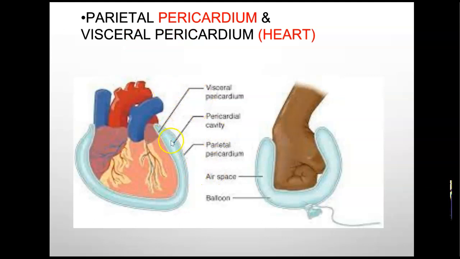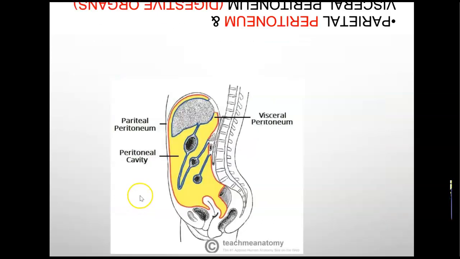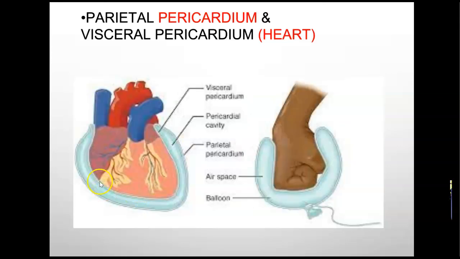If we're talking about the structures around the heart, we're talking about the pericardium. So again, we have the parietal pericardium, which is going to be this layer on the outside. Then you have the pericardial cavity, which is this cavity here with the serous fluid. And then on the inside, you have the visceral pericardium, which will directly touch the heart.